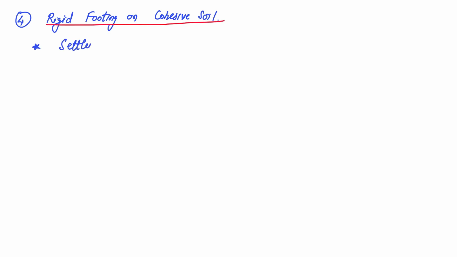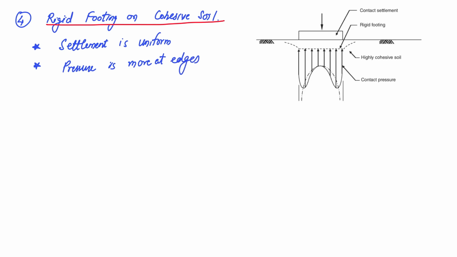Now, our fourth case is the rigid footing resting on cohesive soil. Here again you will see that the contact settlement is uniform throughout all the points below the footing, whereas the contact pressure distribution is not uniform and it is more at the edges than at the center, as you can also see in this particular diagram here.